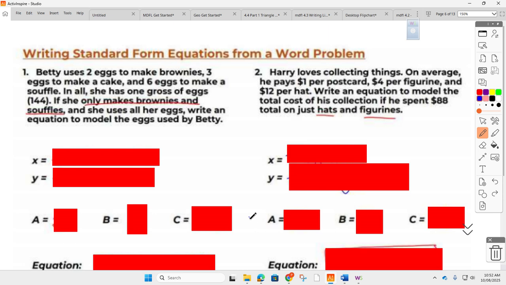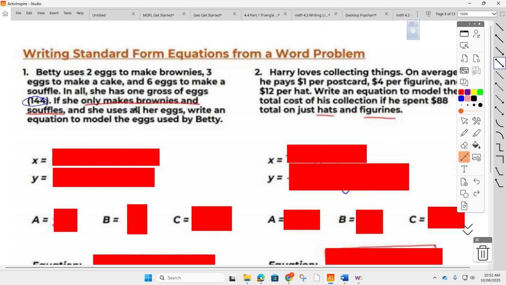Betty uses 2 eggs to make brownies, 3 eggs to make a cake, and 6 eggs to make a souffle. In all, she has 1 gross of eggs, and 1 gross is 144. Already a confusing concept for some people, but a gross is like a dozen, so a dozen eggs is how many? 12. Thank gosh they told us a gross of eggs was 144. That's all we need to know. So we're just talking about 144 eggs here.